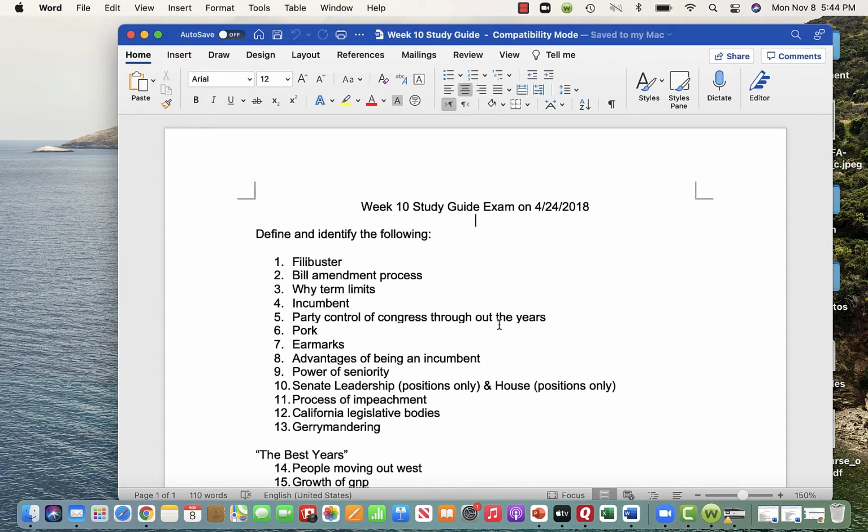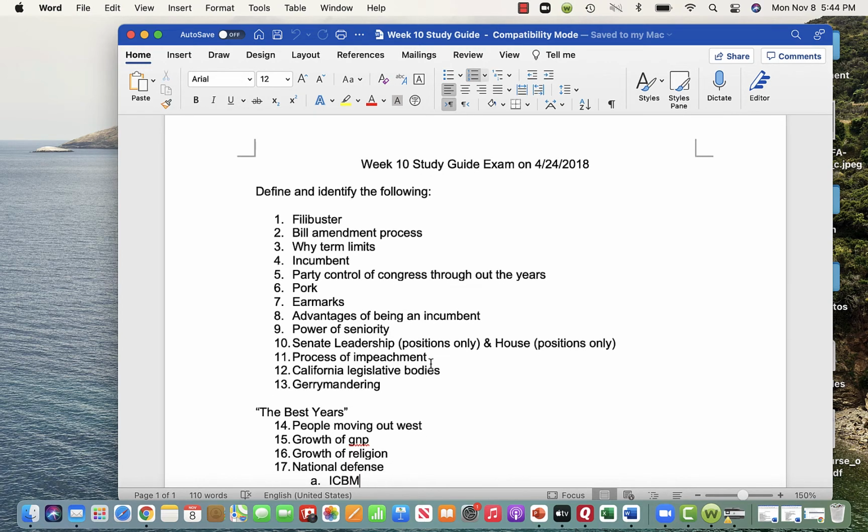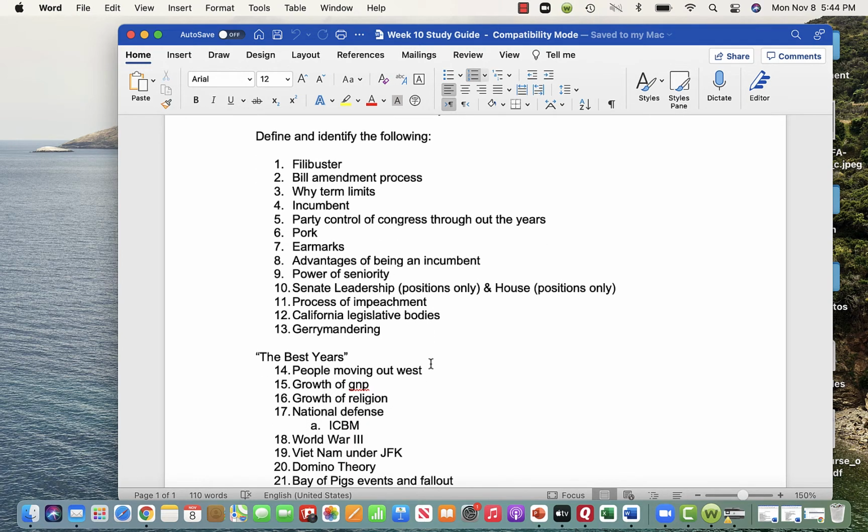Okay, going to the best years. Know that people are moving out west and that California became the most popular state. Also know that we became more of a religious country between 1945 and 1955, where we saw church membership grow. And the growth of religion really had an influence. Eisenhower, who was the president, tried to make the U.S. a more religious country by establishing a national day of prayer, using the words "under God" in the Pledge of Allegiance, and "in God we trust" on our money.